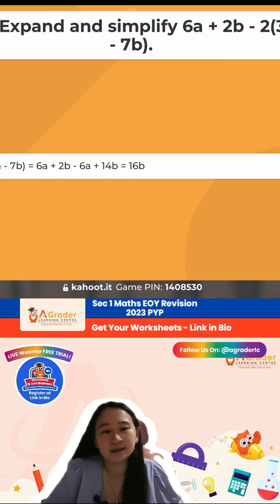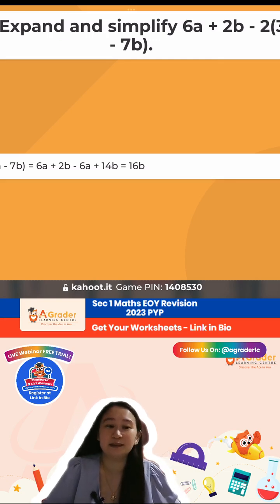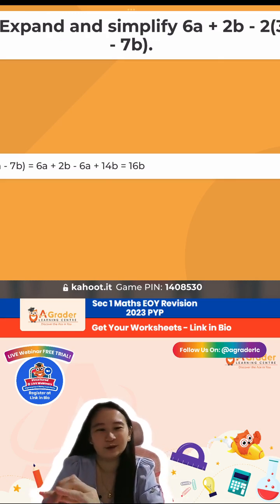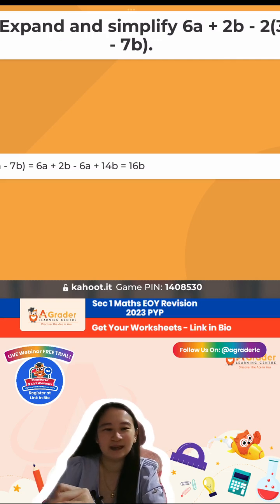6a minus 6a, we get nothing. And then 2b plus 14b, we get 16b. So the answer should be 16b. Okay? Because only one of you got this, right? Is it by luck? Or you solved it on your own?